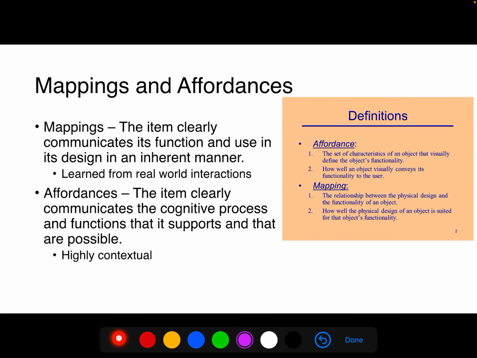Speaking of mappings and affordances, a mapping is when the item is clearly communicating its function and use. An affordance is that the item clearly communicates the process and functions that it supports and that are possible. It's very contextual. Because this is a really weird, nuanced definition, what I'd recommend is pause this and pop over to Google and look at examples of affordances and examples of mappings. That might help clarify it because it can be hard to parse.